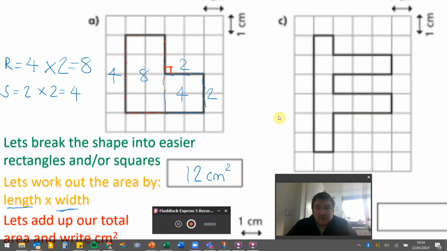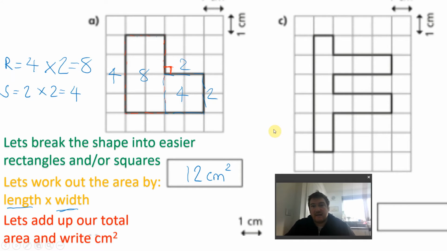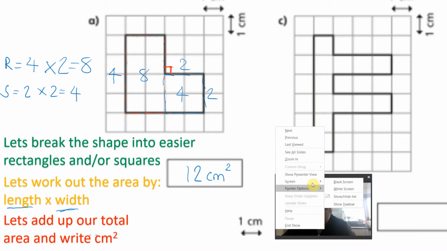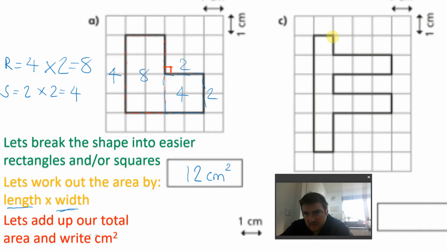Okay, guys, so you should have had a go at this shape now. Now, there's a couple of ways you could have portioned this shape into easier chunks. So I'm going to use a highlighter, maybe a bit easier to see. We've got one rectangle here, and I know it's 1, 2, 3, 4, 5, 6 by 1. So let's work out the area by timesing the length by the width. 6 times 1 equals 6.